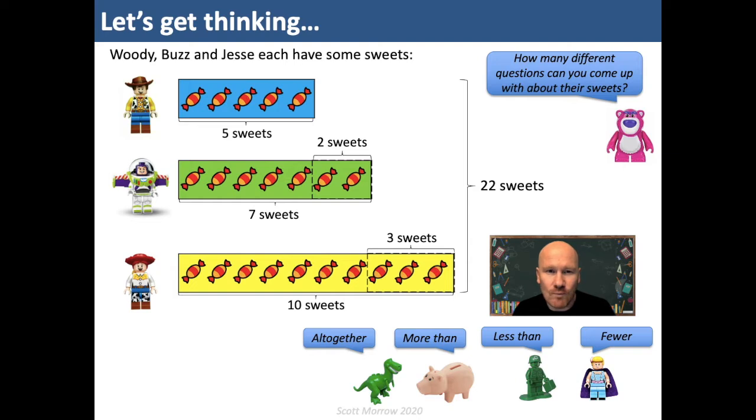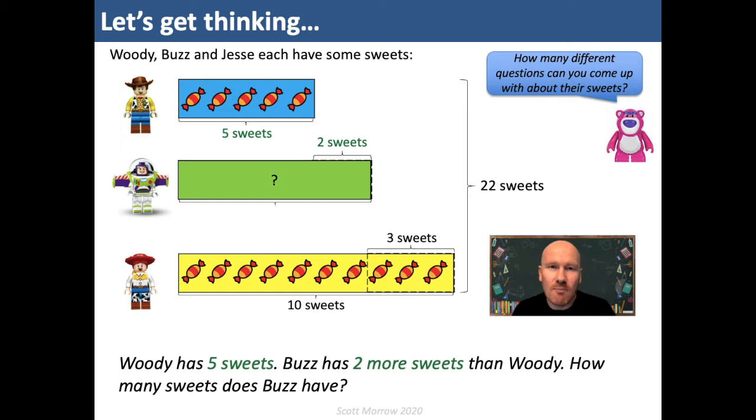Let's do an example. Let's say I wanted to ask a question where I wanted to work out how many sweets Buzz has. So that's the unknown. What information might we give so that it could be solved? I could give the number of sweets that Woody has and the difference between Woody and Buzz. So my question might be, Woody has 5 sweets, Buzz has 2 more sweets than Woody. How many sweets does Buzz have? But I could try something a bit trickier.